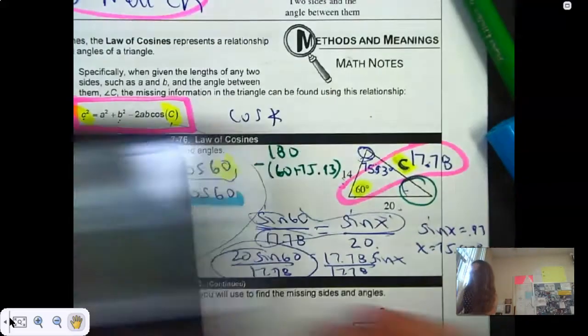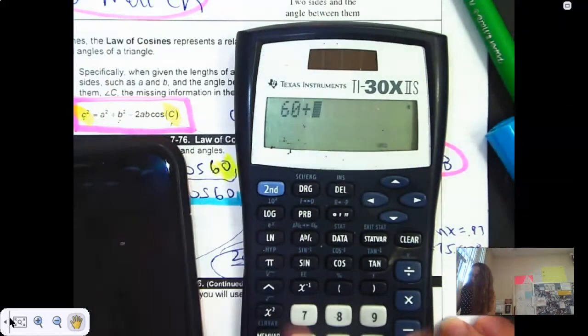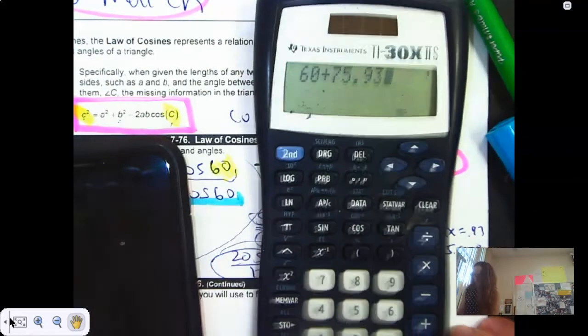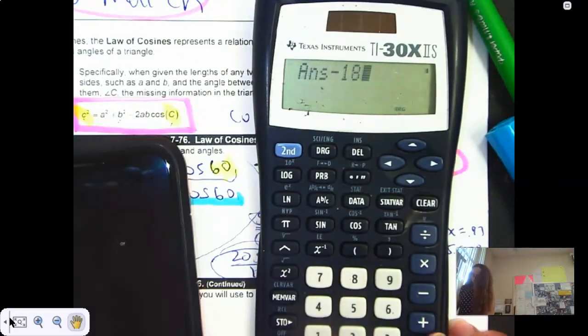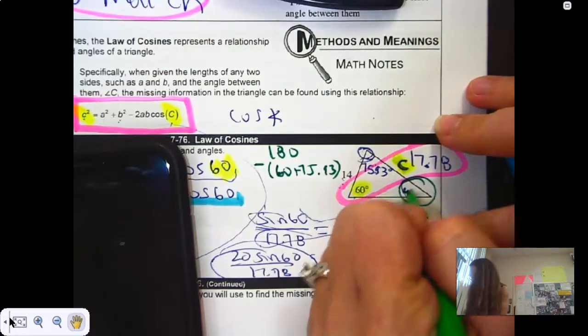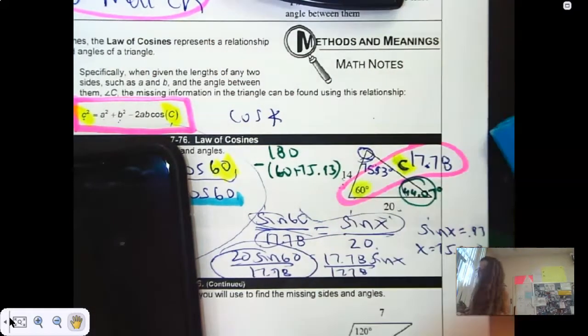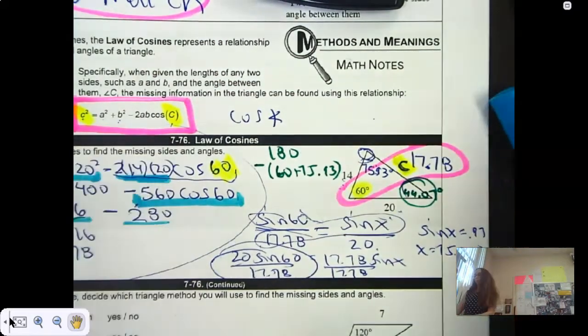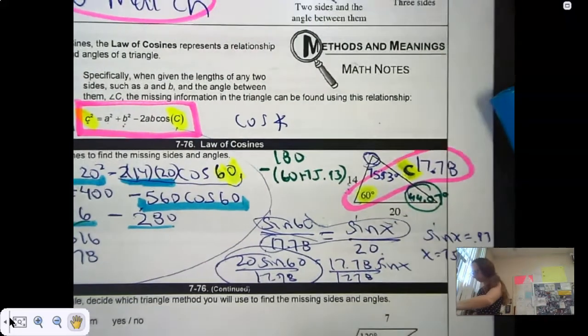So I'll do that right now. 60 plus 75.93. Did I do that right? Yeah. Minus 180, and I get 44.07. So now I know this is 44.07 degrees. I have found all the angles. I have found all the sides. Okay? All right. So, that was a lot.